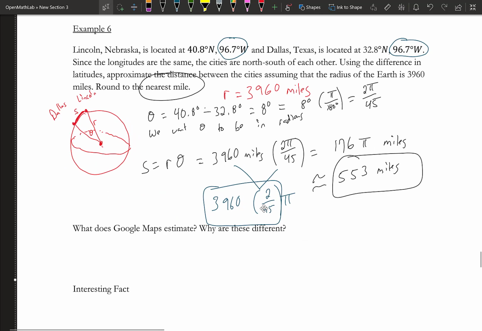Then the next question I have is what does Google Maps estimate? Why are these different? So in other words, if we go in to here, let me just go to Google Maps.